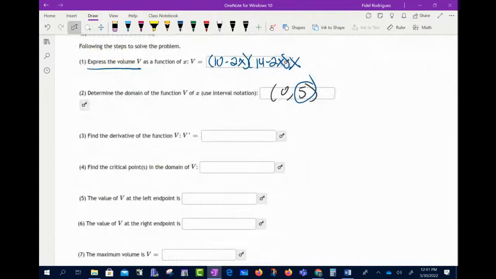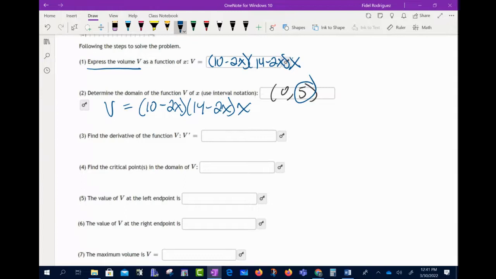All right. Step number 3 says, can we find the derivative of b? Can we find b prime? And I know the answer is yes, we can do that. I want you to think about this for a second, y'all. Remember how we did in part A? This is what we wrote out.